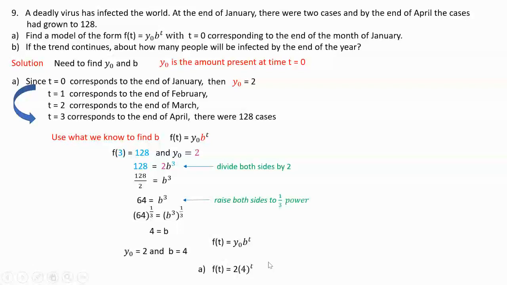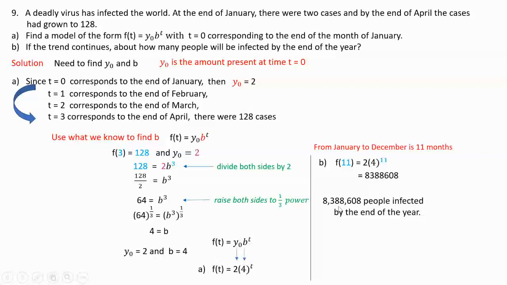So my y naught is 2 and my b is 4. Now I can find how many people will be infected at any given month. But for part B, it says at the end of the year, which is at the end of December, right? So from January all the way to December, there's going to be 11 months. So we're going to evaluate at f of 11. So we plug 11 where the t is and put it in the calculator. Here, guys, we got 8,388,608 people will be infected by the end of the year.